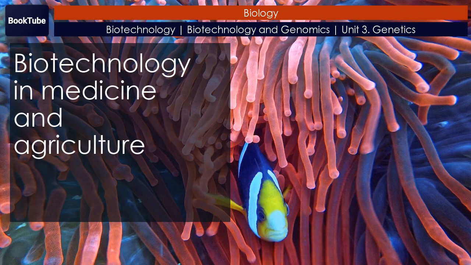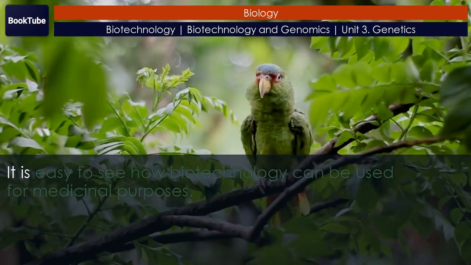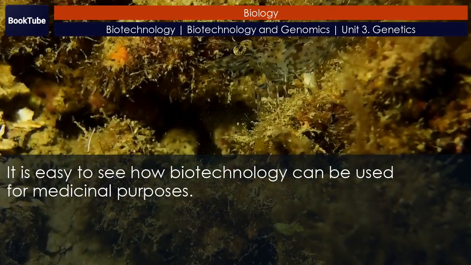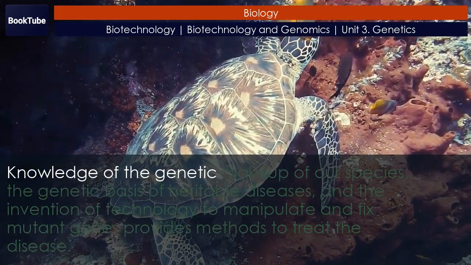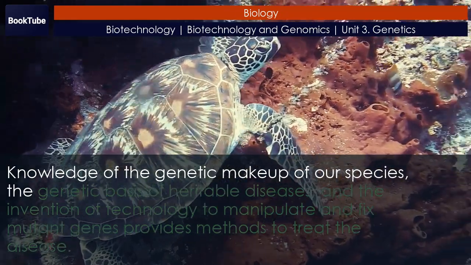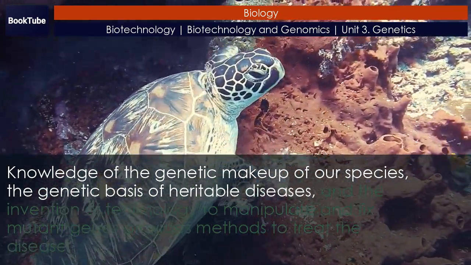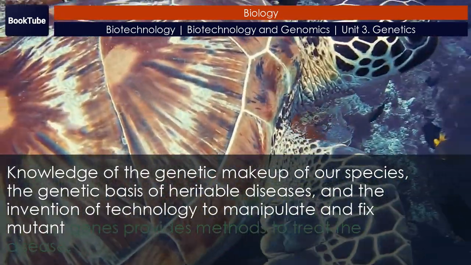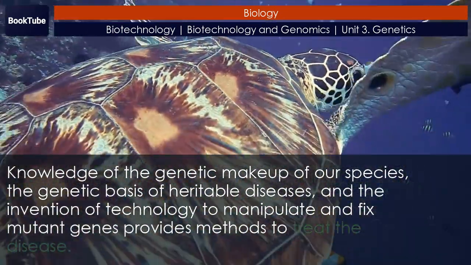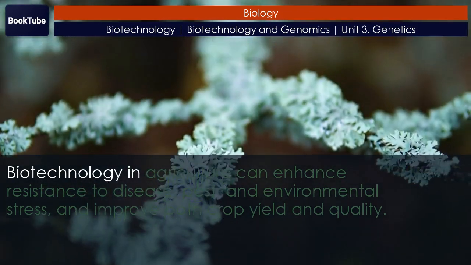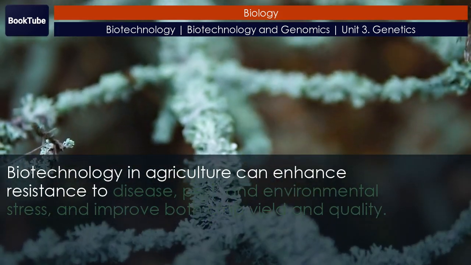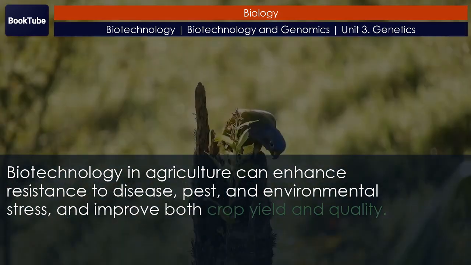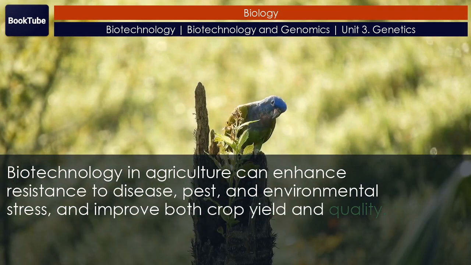Biotechnology in medicine and agriculture. It is easy to see how biotechnology can be used for medicinal purposes. Knowledge of the genetic makeup of our species, the genetic basis of heritable diseases, and the invention of technology to manipulate and fix mutant genes provides methods to treat the disease. Biotechnology in agriculture can enhance resistance to disease, pest, and environmental stress, and improve both crop yield and quality.